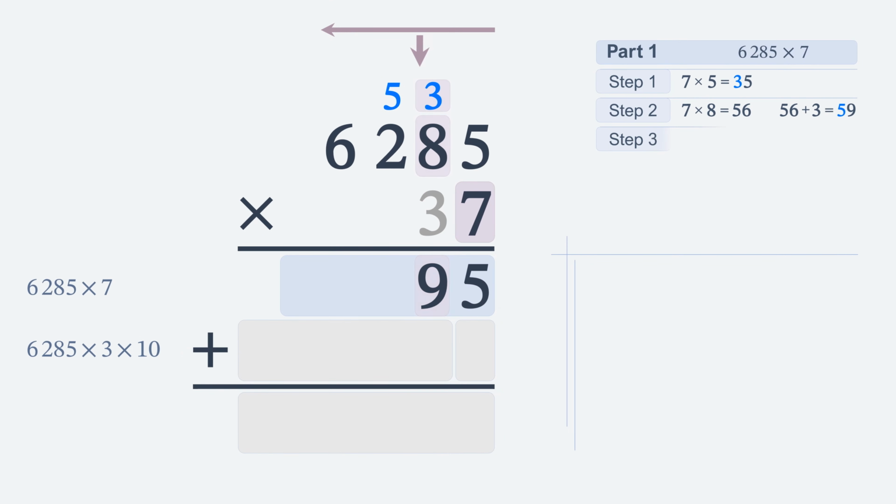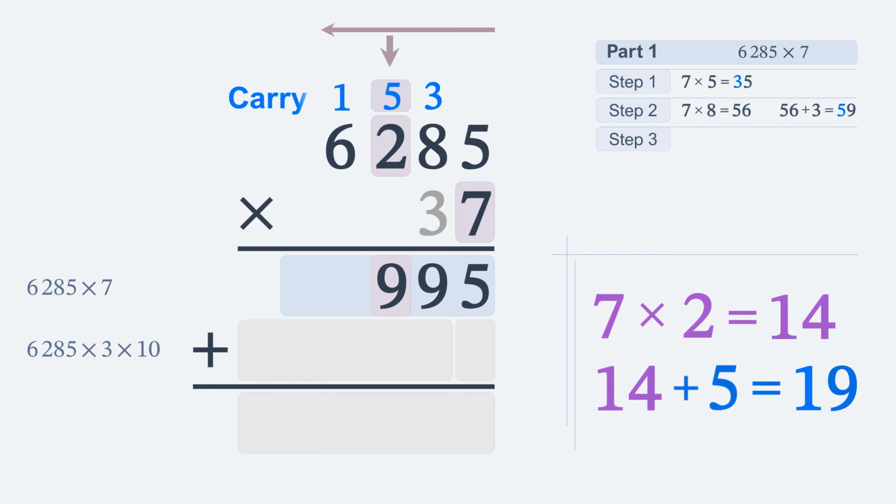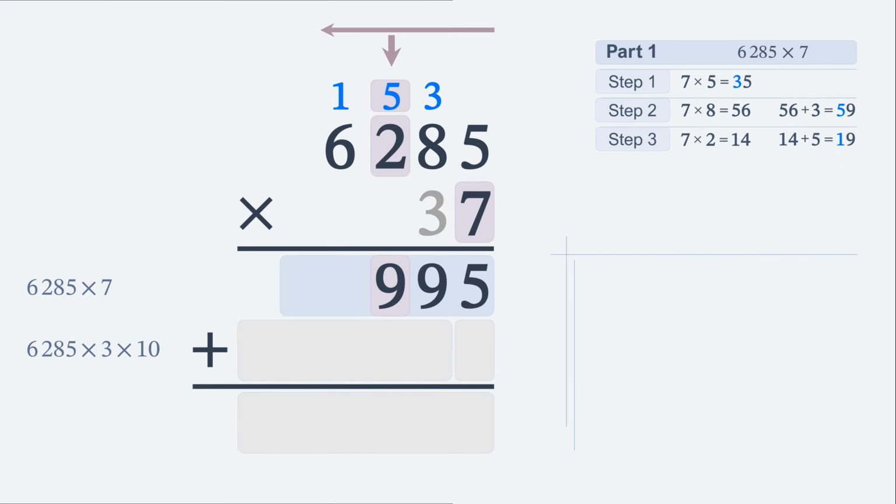We move on to the next step. We multiply 7 by 2, which equals 14. Since we carried 5, we add it to 14. 14 plus 5 equals 19. It's a two-digit number, so we have to carry again. We write 9 in the hundreds place of our answer and carry 1 up to the top of the thousands place column. Let's move on to the fourth and last step.